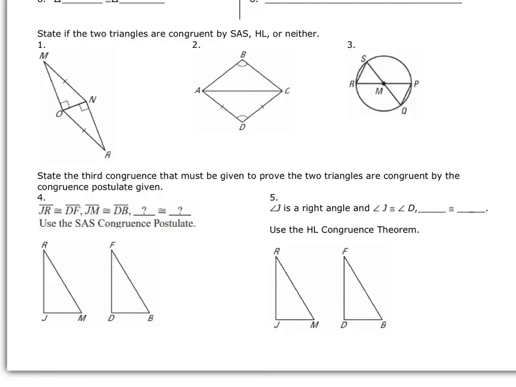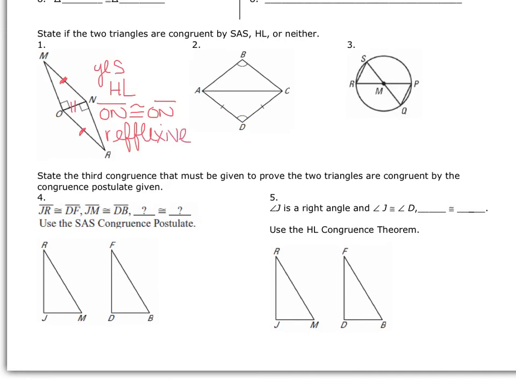And lastly, state if the two triangles are congruent by side angle side, HL, or neither. So if we look at the first one, these are the hypotenuses of the triangle. I see it's a right triangle, but do you have another pair of legs? Remember, anytime two triangles are touching, they're sharing that side. So yes, they're congruent by HL because ON is congruent to ON because it's reflexive.